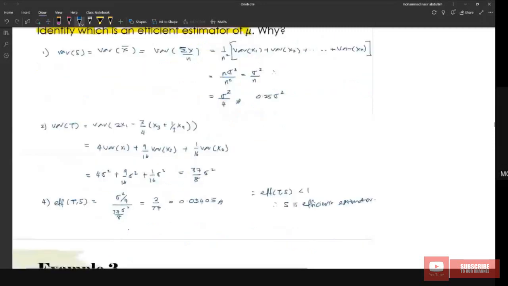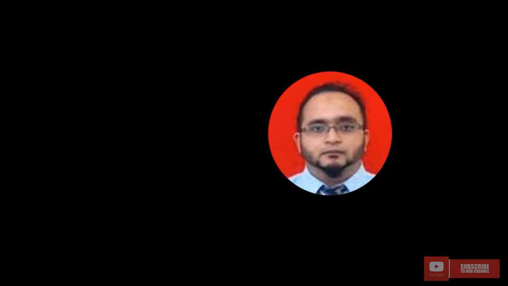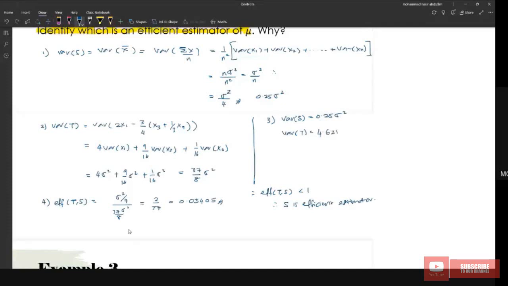Yeah, step number three, you can skip step number three, right? Also, if you want to do step number three, it is also okay. The variance of S is equal to 0.25 sigma squared, and the variance of T is equal to 37 over 8, which is, I think, 4.625 sigma squared, right? So you can say S has a smaller variance compared to T. It's the same result. But the best way to find the efficient estimator is by using efficiency, right? You can show the result and show some value for the comparison. This is also valid.